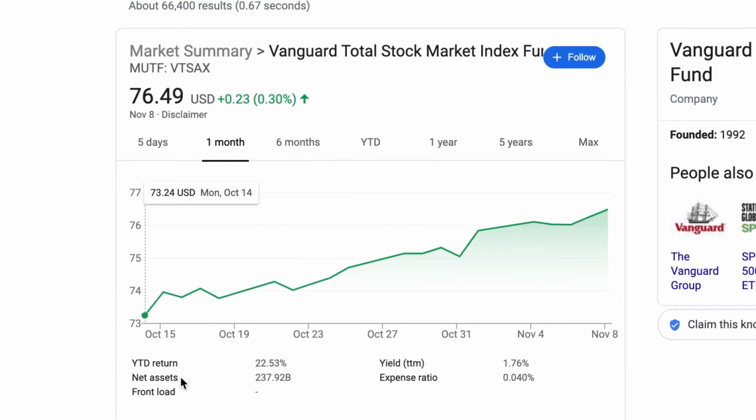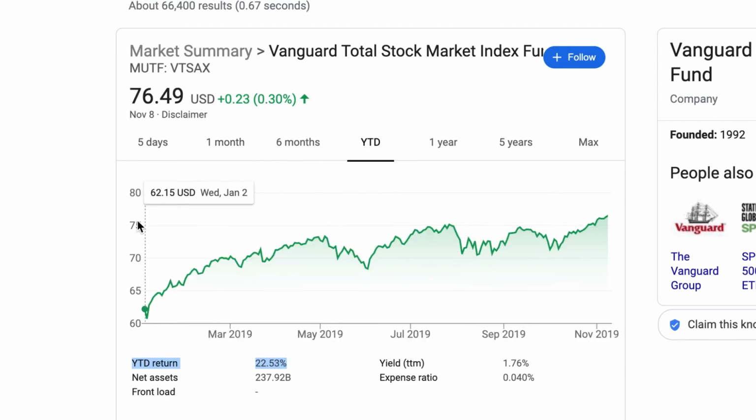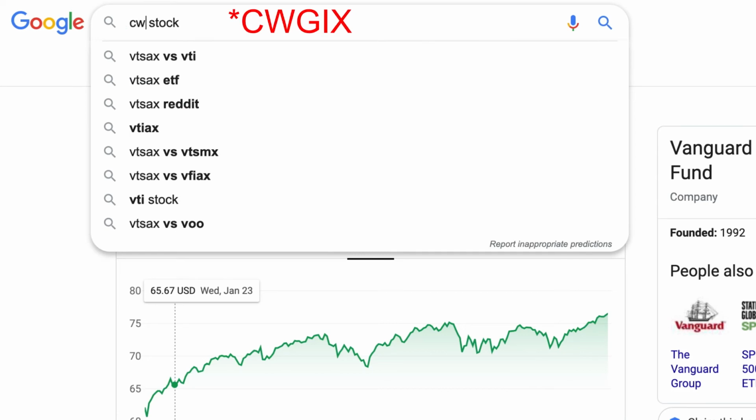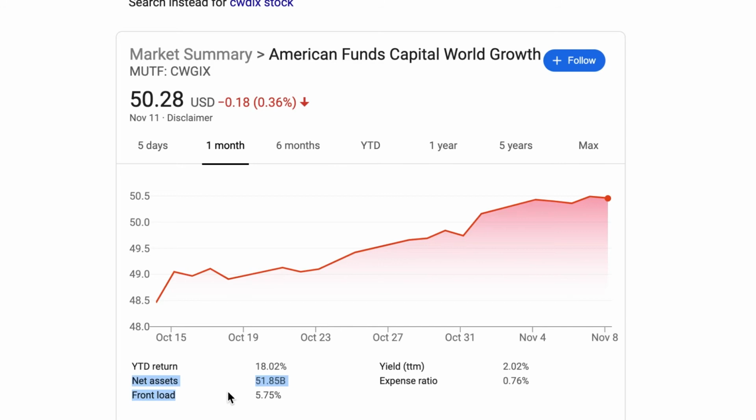In the section below the graph, you get the year-to-date return, which shows you the growth of the value of the fund from the beginning of the year until now. And then the net assets, which is the total amount of money that is invested in that fund. So it's the total amount of money that is under management. The front load is the fee that you pay for certain mutual funds when you invest. So using CWDIX, for example, if you're trying to invest $5,000, they take 5.75% of that and invest the rest.